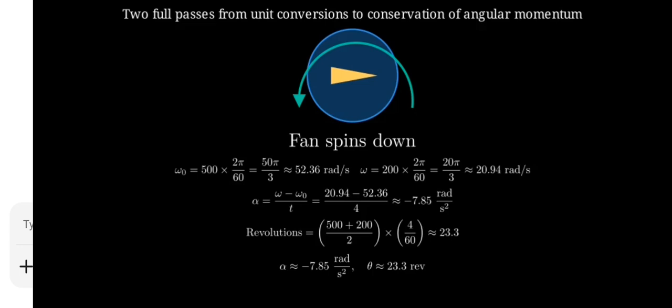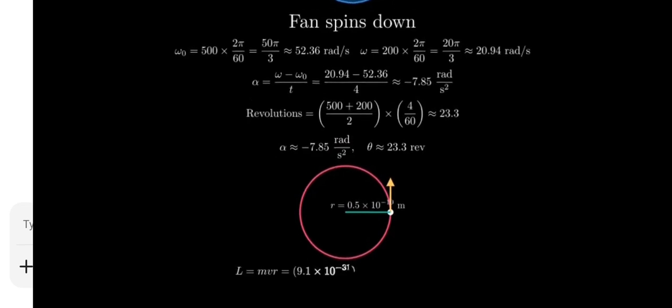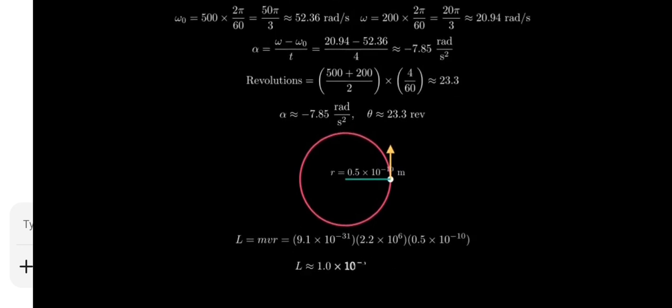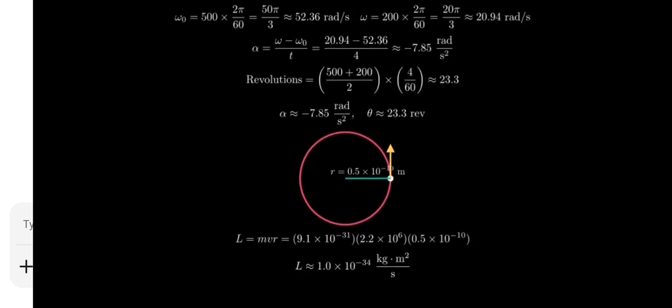Problem 2 asks for the angular momentum of an electron moving in a circular orbit with a radius of 0.5 times 10 to the minus 10 meters and speed 2.2 times 10 to the 6 meters per second. We draw the tiny orbit, label the radius, and show the velocity arrow. Angular momentum is mass times speed times radius. Plugging in the numbers gives roughly 10 to the minus 34 kilogram meter squared per second.